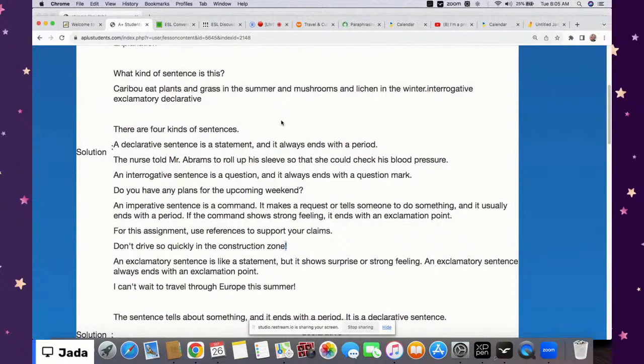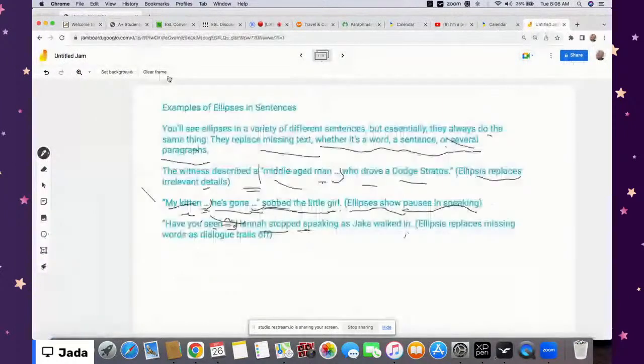And then an exclamatory sentence is like a statement, but it shows surprise or strong feeling. An exclamatory sentence always ends with an exclamation point. I can't wait to travel through Europe this summer! All right, so let's go here and get some examples.